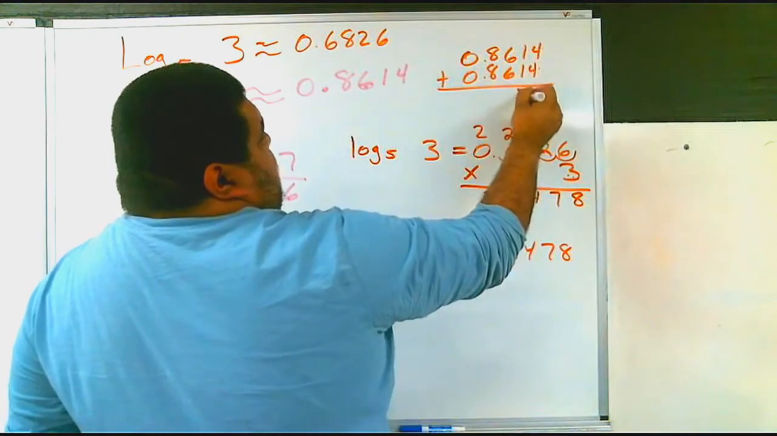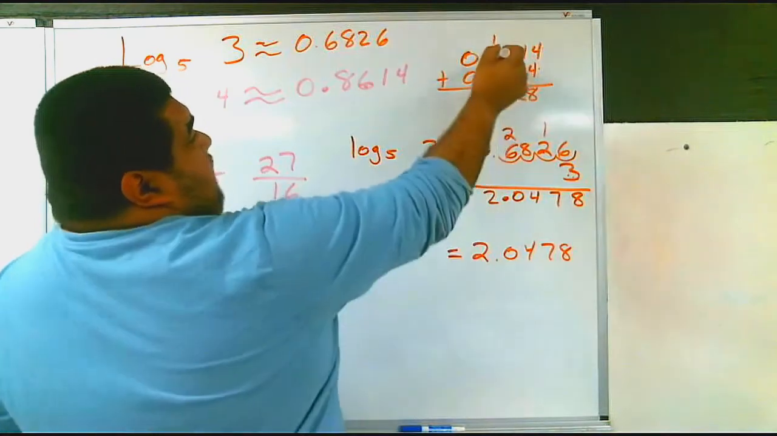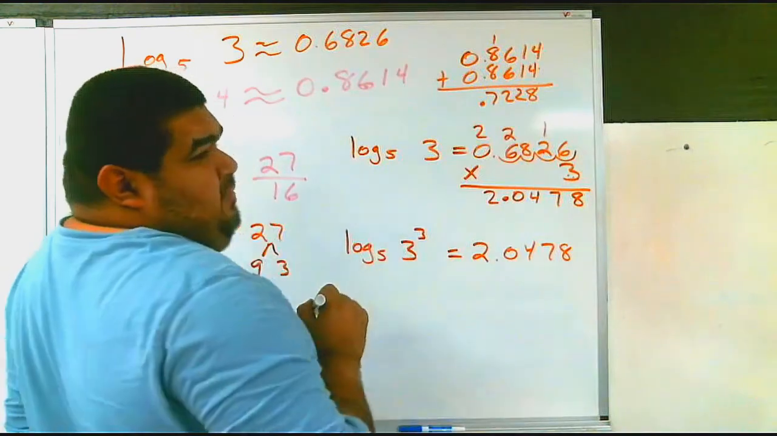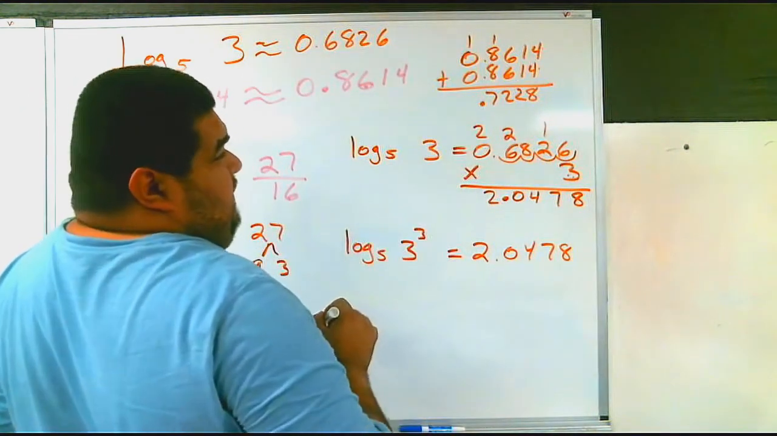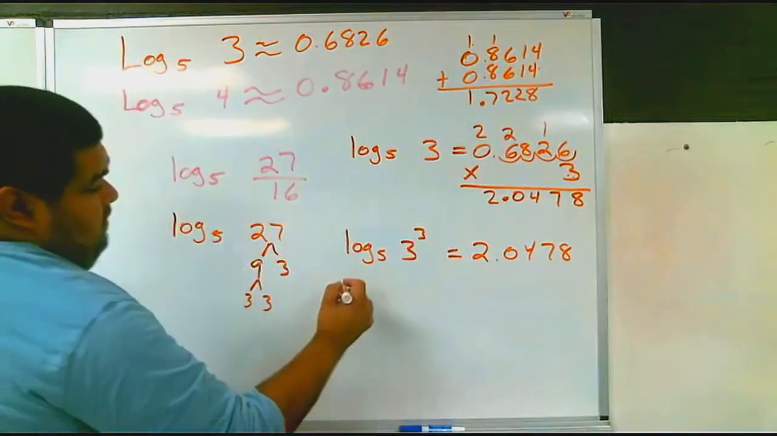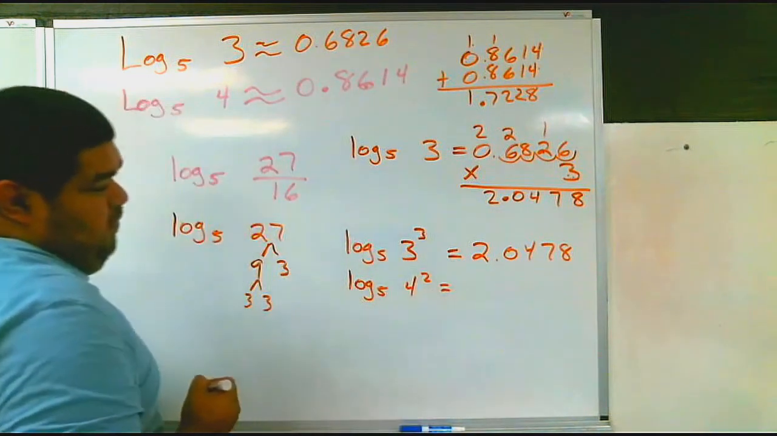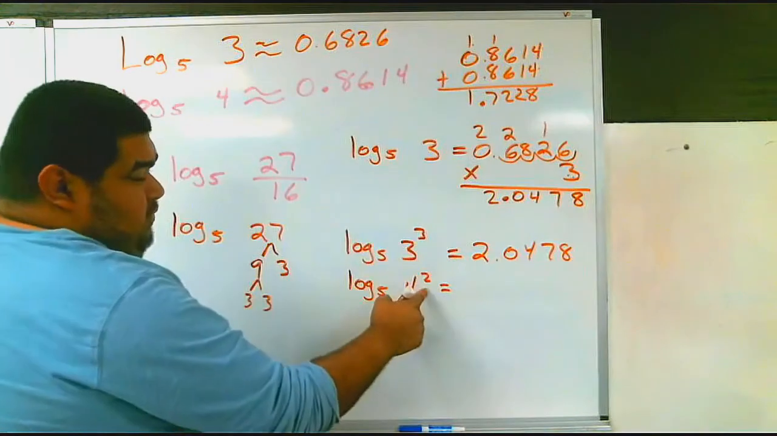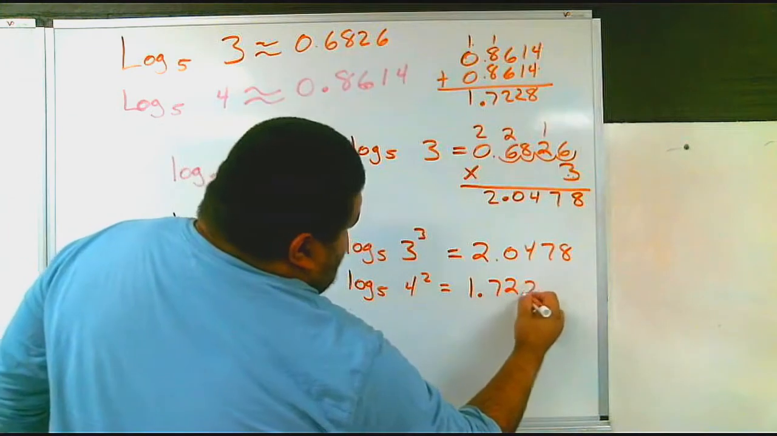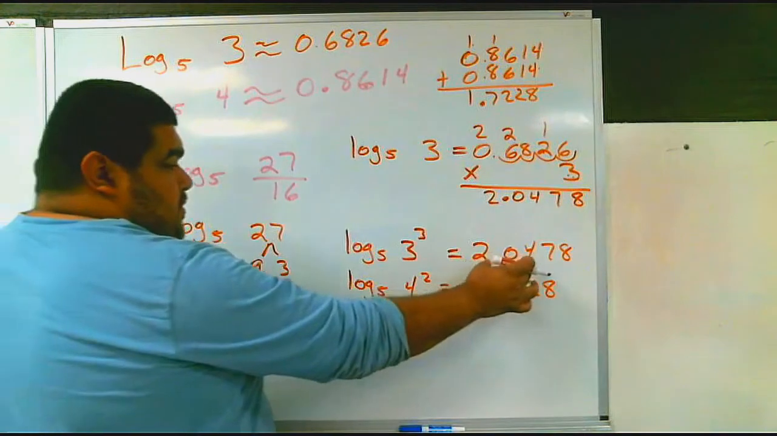1 plus 1 is 2. 6 plus 6 is 12. Bring down the 1 or bring up the 1. 8 plus 8 is 16, plus 1 is 17. Since we're adding, we keep the decimal. We bring up our 1 from the 17. 0 plus 0 is 0, plus 1 is 1. So 4, log of 5, 4 squared equals, because remember, we already did it twice, so it's already squared, 1.7228.